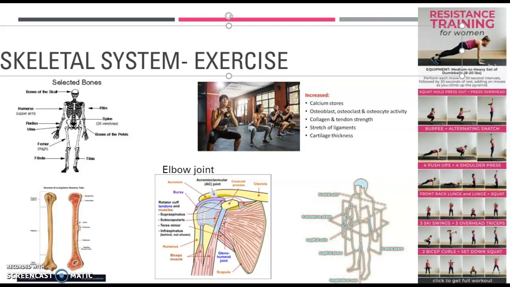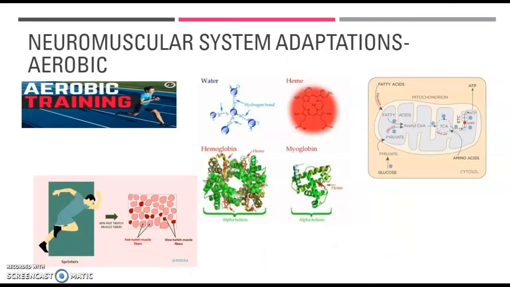collagen and tendon strength, ligaments, and cartilage thickness and osteoblasts. Now for neuromuscular system adaptations of aerobic training.